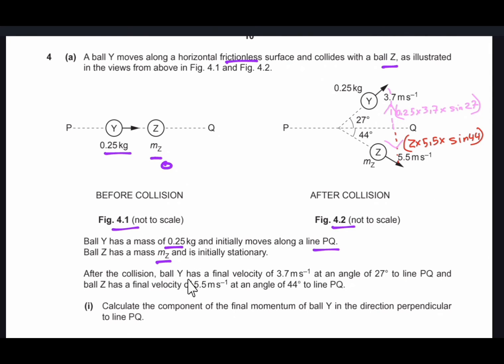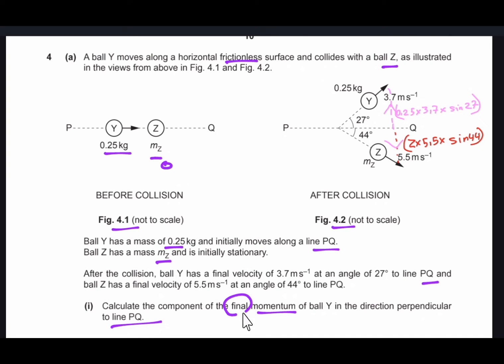Then after the collision, ball Y moves with a final velocity of 3.7 meter per second in this direction, that is at an angle of 27 degrees to the horizontal, and the horizontal is PQ, and ball Z has a final velocity of 5.5 meter per second at an angle of 44 degrees to line PQ. Calculate the component of the final momentum of ball Y in the direction perpendicular to line PQ.